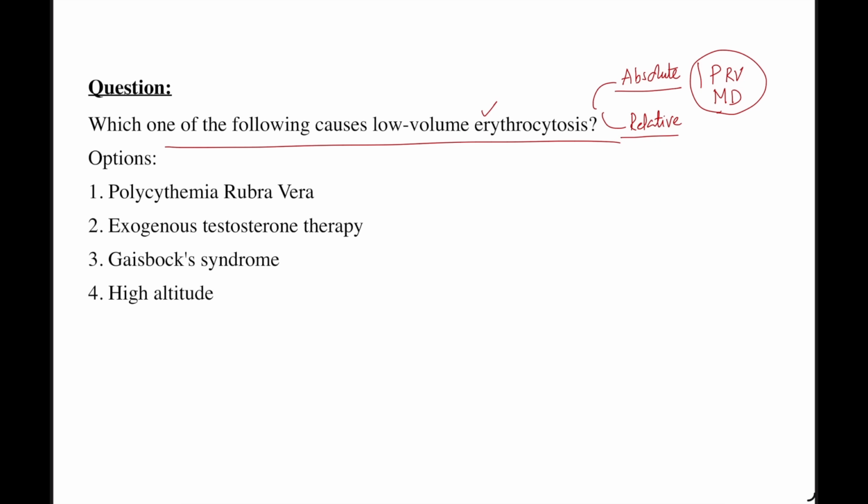But there is one condition that is relative erythrocytosis, otherwise known as low volume erythrocytosis. Here, the problem is not an increase in RBC count.